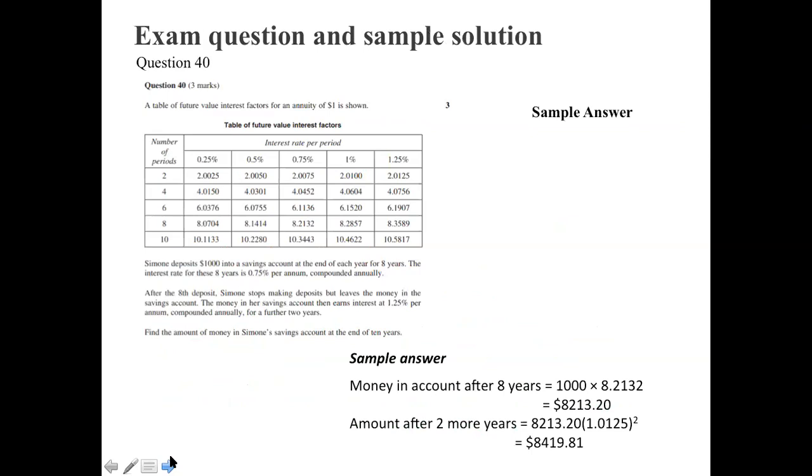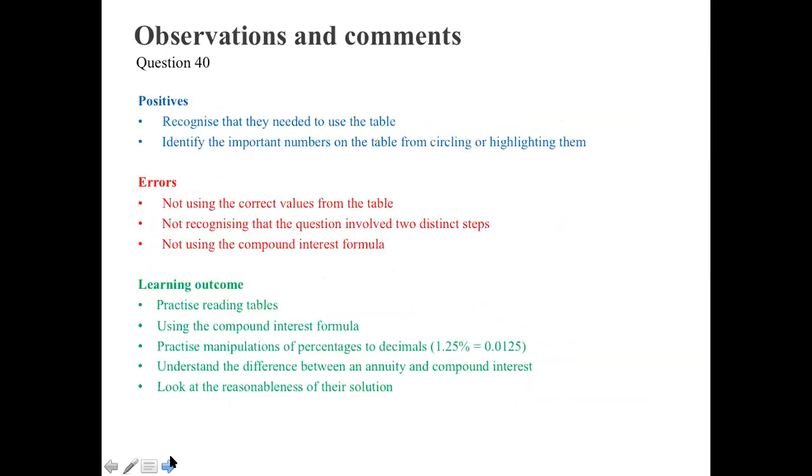Question 40, they had a future interest table, and this question involved 2 steps. They had to find the value of the annuity at the end of the 8 years, then take that and compound it for another 2 years. So the positive was that they recognised they needed to use the table for the annuity. They could identify the numbers on the table. Sometimes they circled them, sometimes they highlighted them, but they recognised which number they needed in the table, which is great.